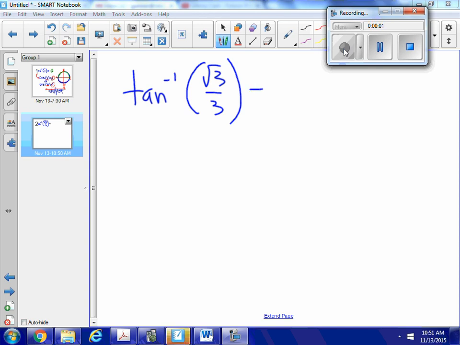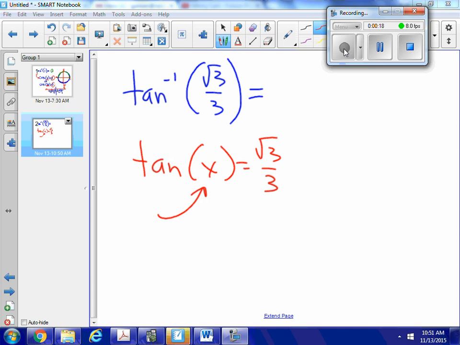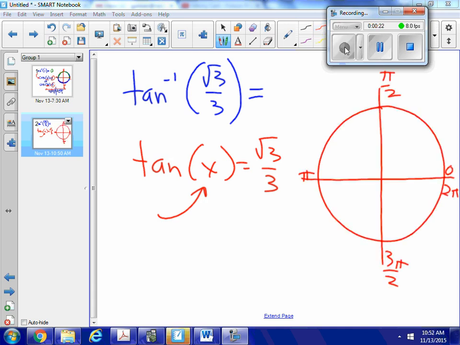This question is asking me for the inverse tangent of radical 3 over 3. So, in other words, it is saying to me tangent x is equal to radical 3 over 3, and I'm supposed to supply the angle x. The restriction being that the answer has to fall between pi over 2 and, actually we should cross that out, negative pi over 2.